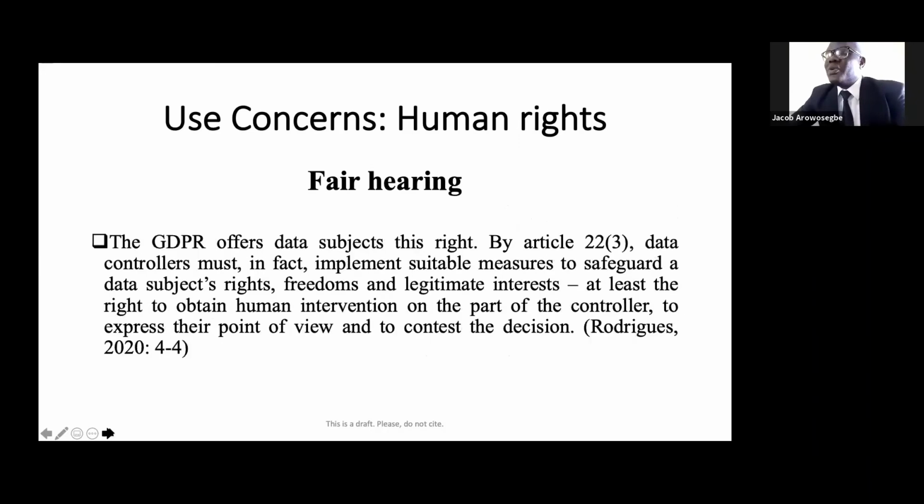By Article 22, Paragraph 3 of the GDPR, the data controller must implement measures to safeguard the data subject's rights, freedoms, and legitimate interests, at least the right to obtain human intervention, to express their point of view, and to contest the decision.